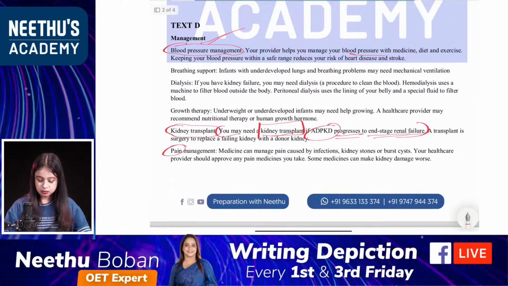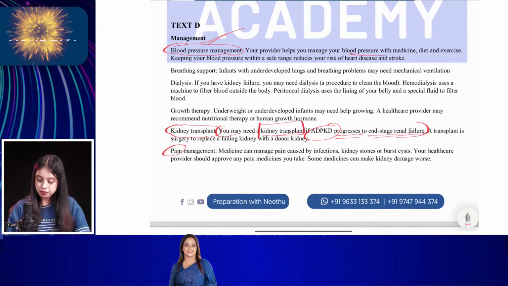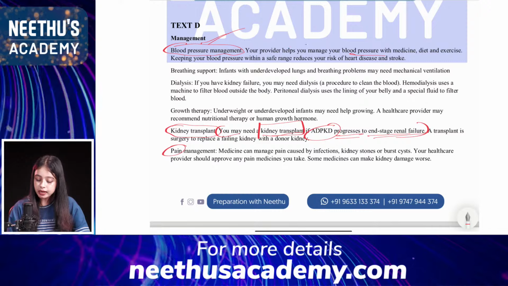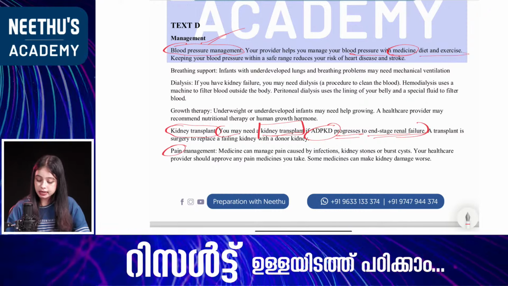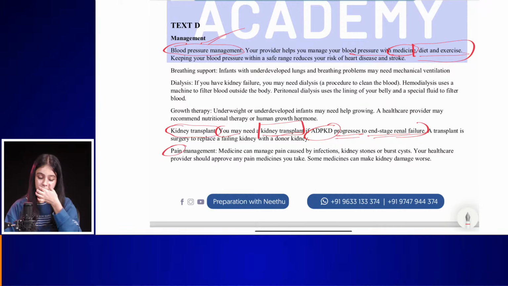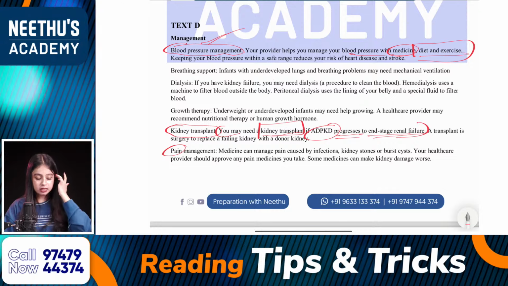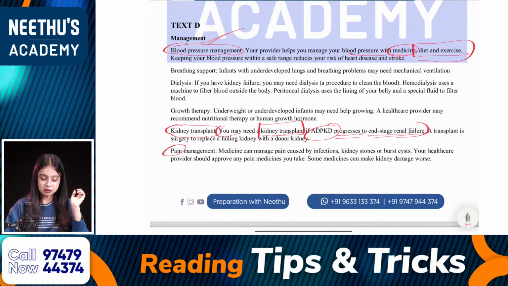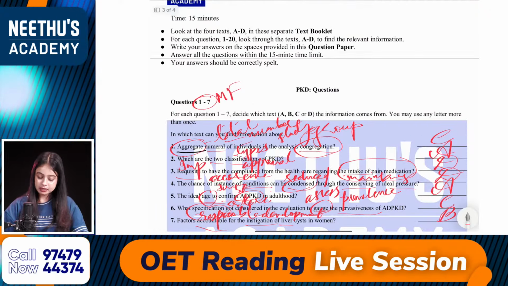Okay. Yes. Your provider helps you manage your blood pressure with medicine. Other than medicine, what is there? Diet and exercise. So the answer is diet and exercise. Yes, Nazia, Manju, Divi, Delaita, Vaishnavi. Yes, Najma. That's correct. Very good. I know that it was a very direct answer.